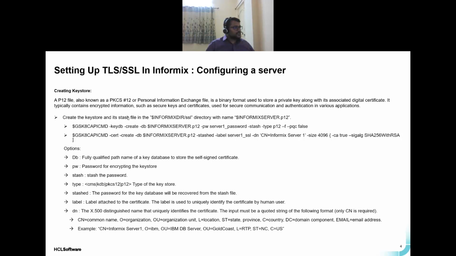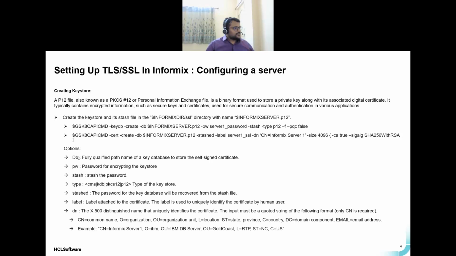We use the gskit command to create the certificate or key store. First we create the empty key store, giving the stash option. If we give no stash, it doesn't create a stash file, and in that case, when the oninit process starts, we have to provide the password. The second command creates the certificate and private key of size 4096 bits, and this certificate is signed by its own private key.